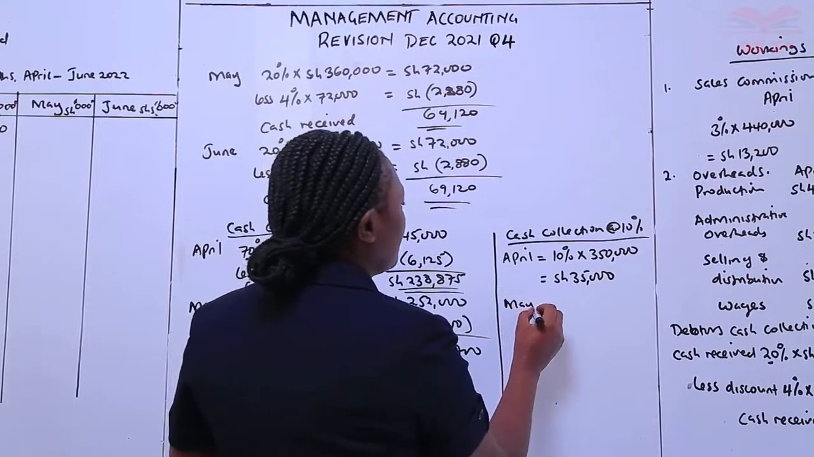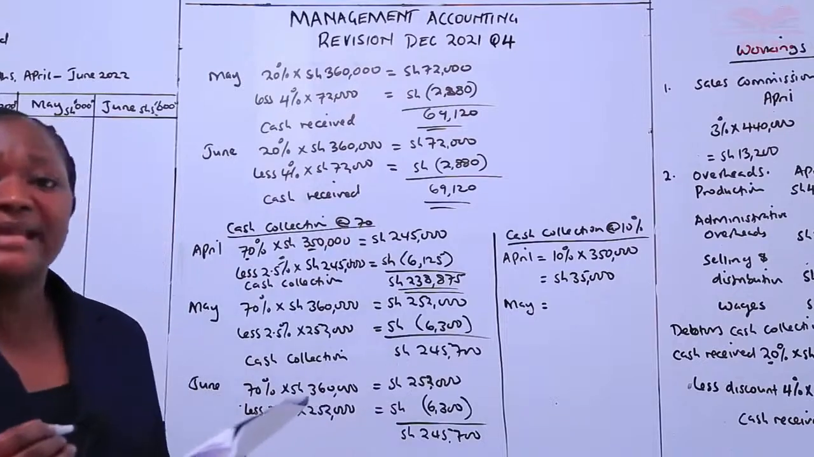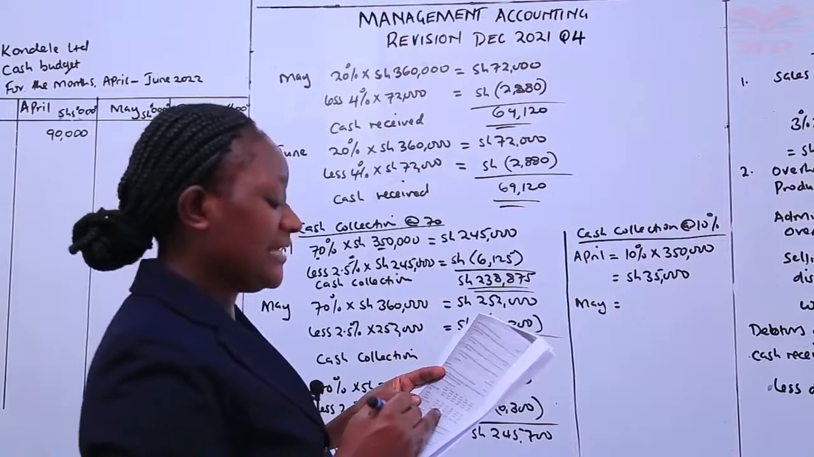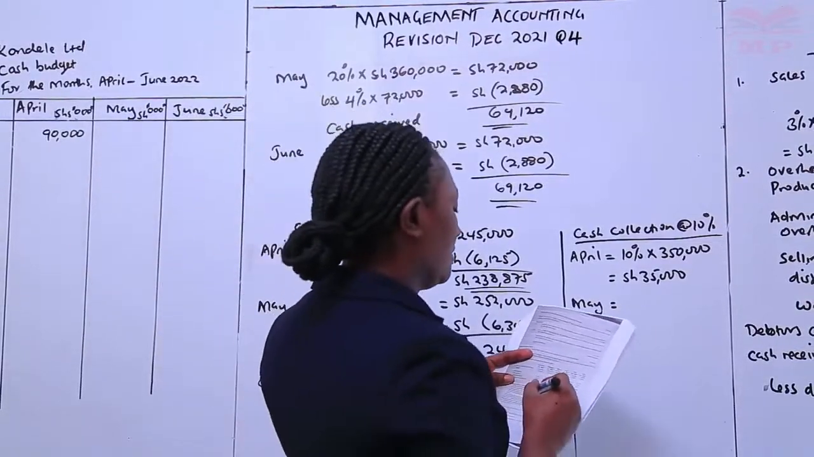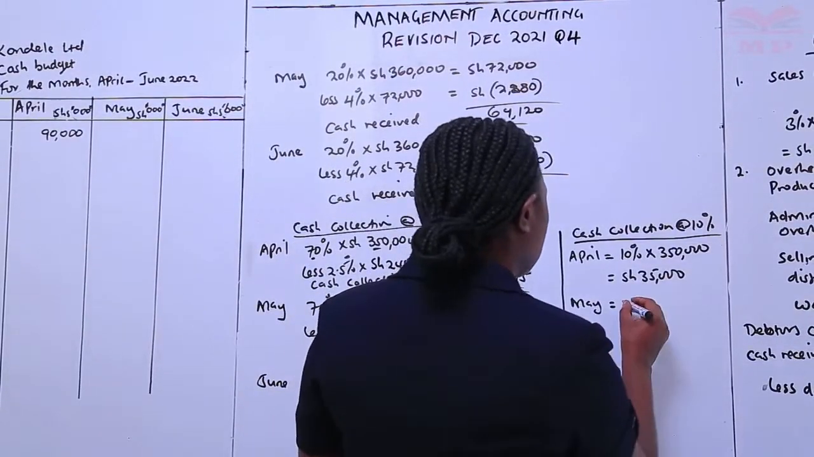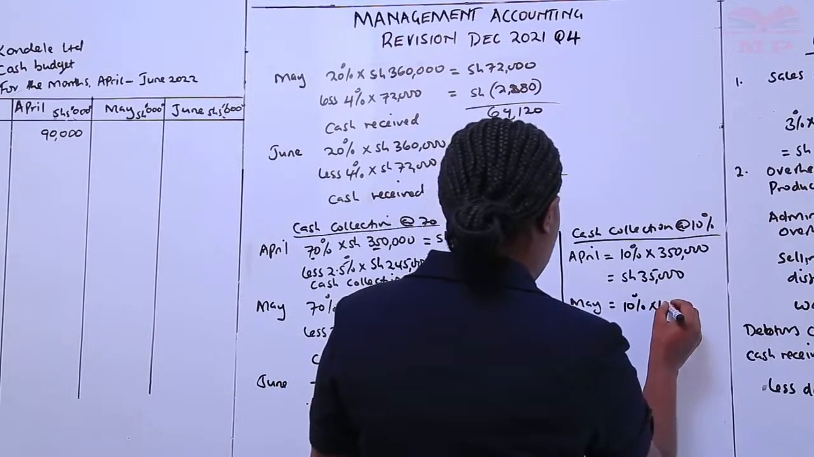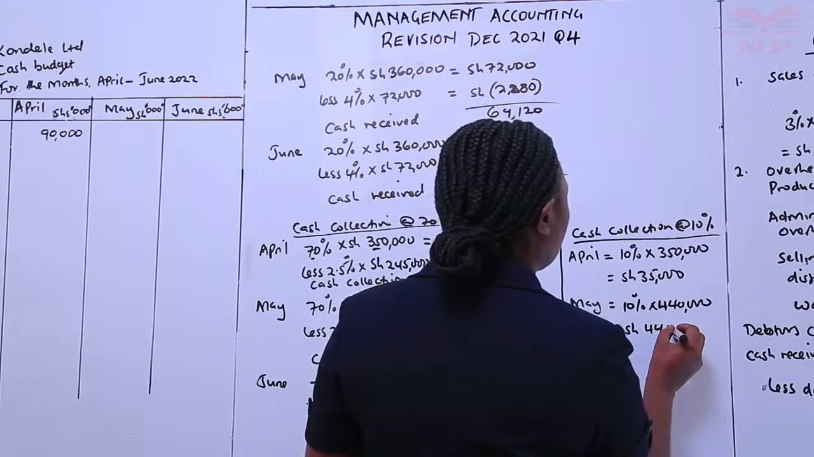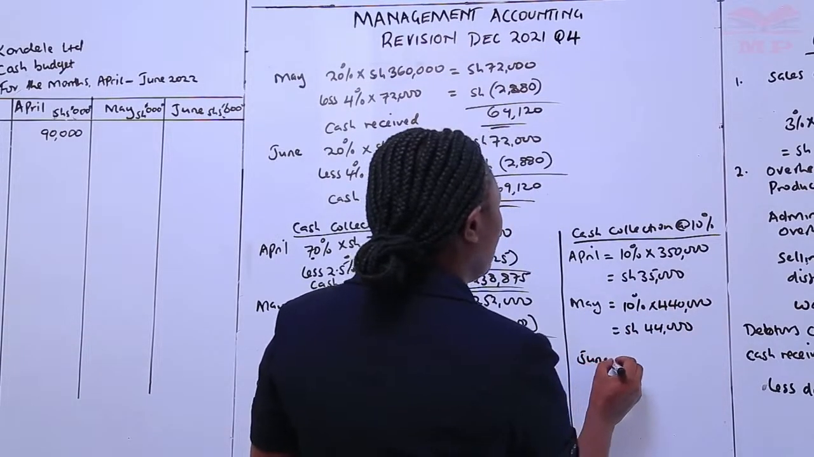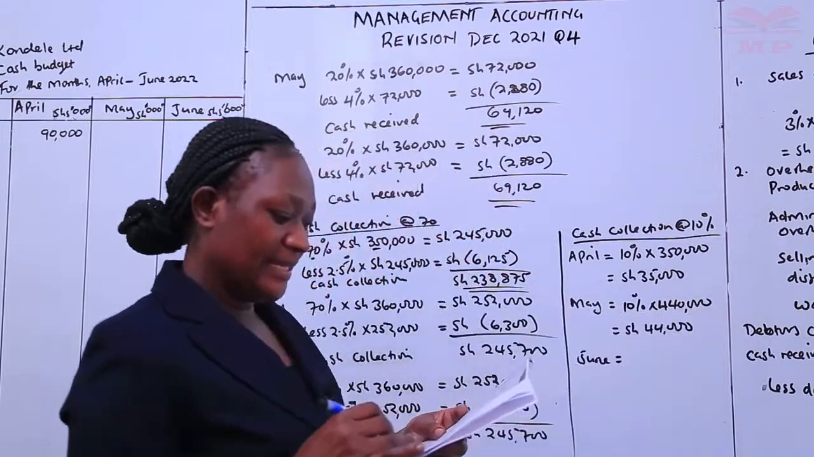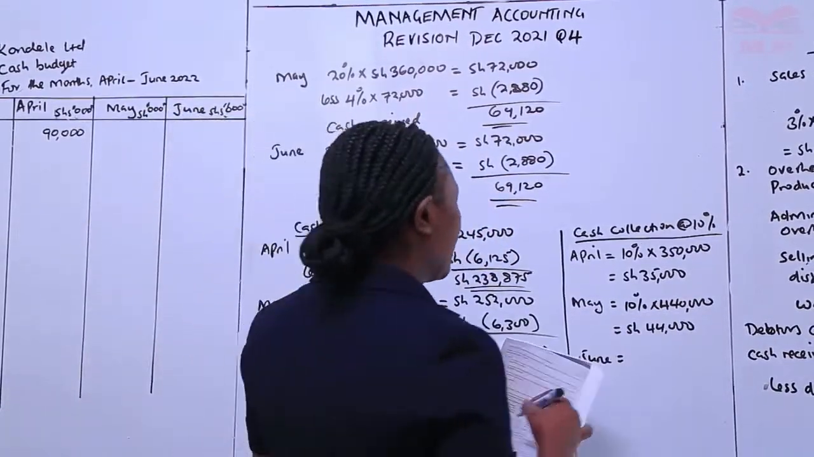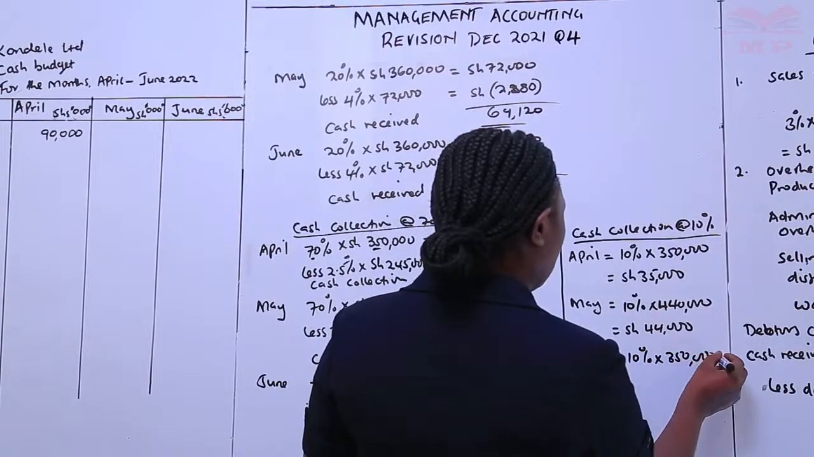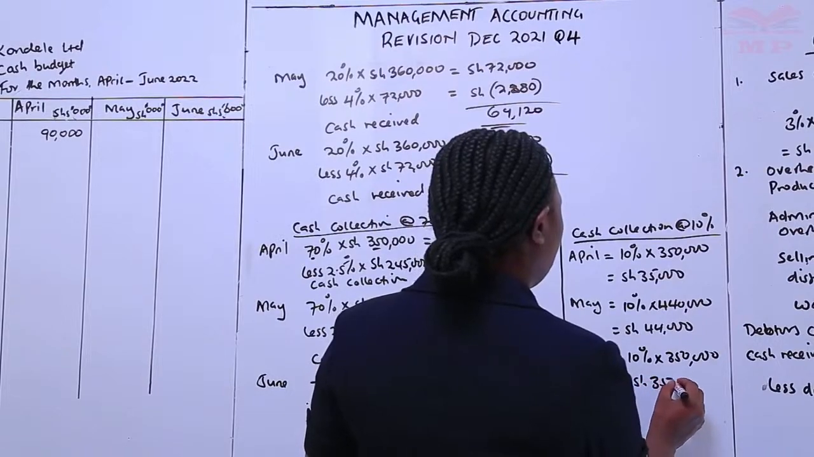Then May, it will be paid in 2 months. So meaning those that were given out in March are the ones to be received in May. So March sales, we get 10% of 440,000. And this will give us 44,000. Then June, those that are to be paid in June will now be calculated on the April sales. So we get 10% of 350,000. And again, this will give us 35,000.